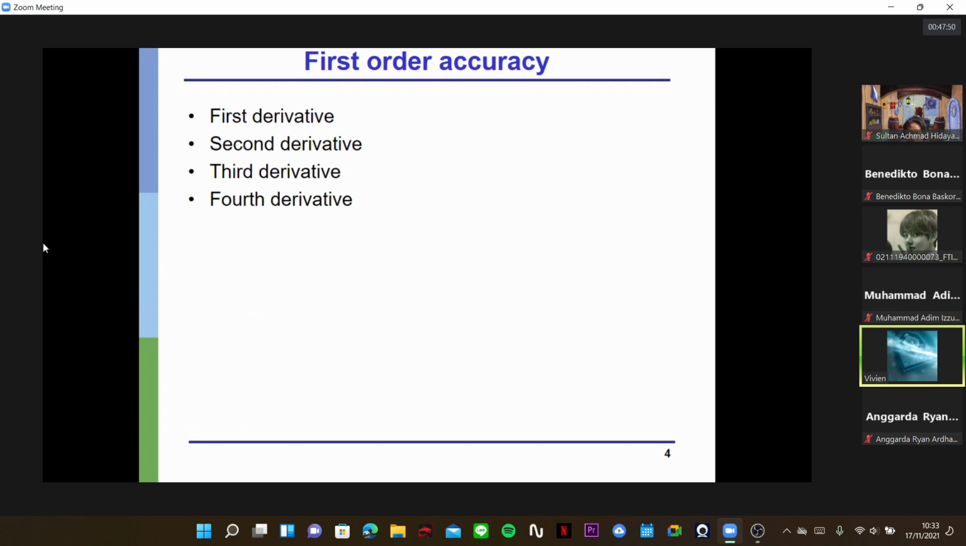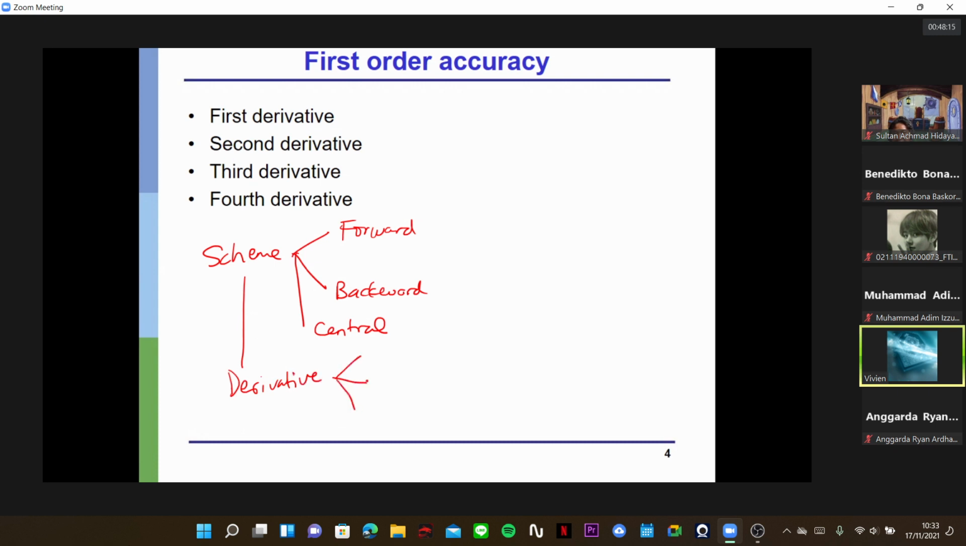So it means that we can have the selection of the scheme, which is forward, backward, or central. And we can use this to find, for example, the derivative. The derivative can be the first derivative, which is f_x, or the second derivative, like this one, or the third, and so on, up to the nth order derivative.